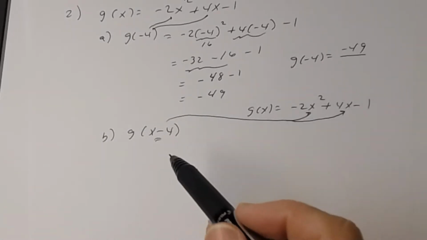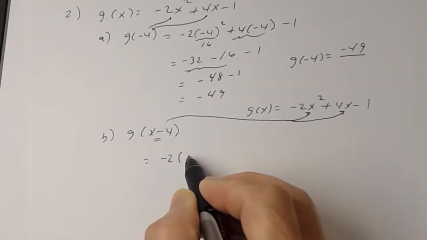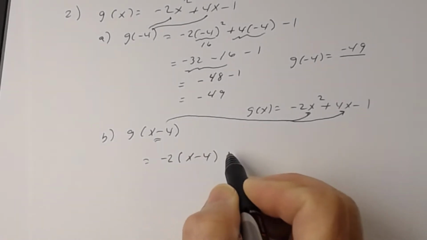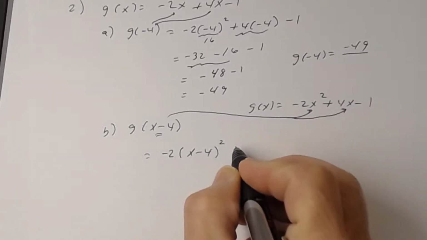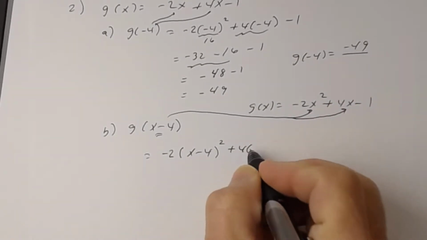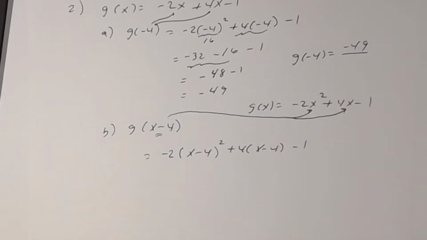So when I substitute x minus 4, look what you're going to get. You're going to get negative 2 in parentheses x minus 4. But what am I doing to x minus 4 right here? Squaring it. You have to say that. Plus 4 times x minus 4, and then minus 1. So that's what this looks like. Now you have to simplify this.